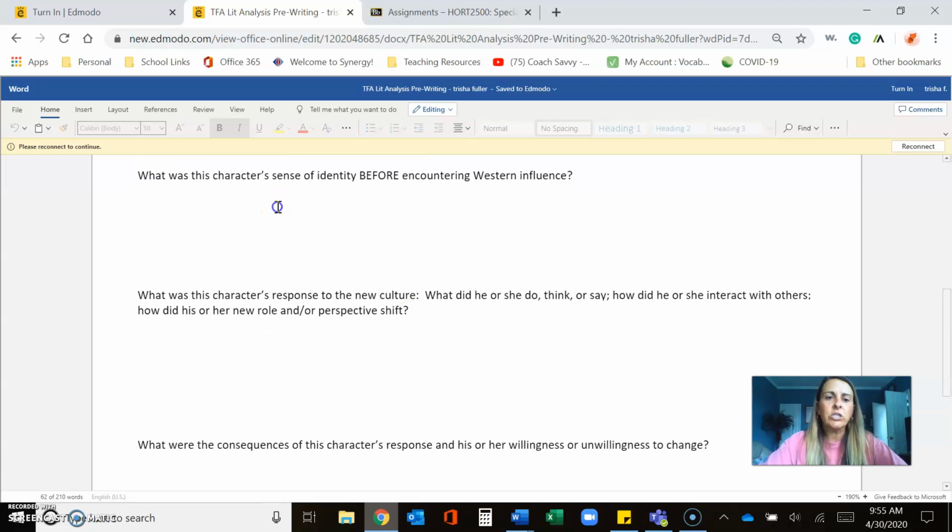The first question asks you to think about the character's sense of identity before the encountering of Western influence. So now we're talking part one. For this first question, I want you to think about what this character was like, what they believed, how they behaved in part one, and why that was significant. Because that's where we're really establishing who these characters are deep down inside.